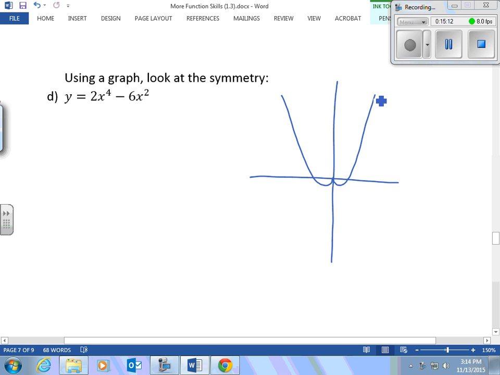This function is symmetrical about the y-axis. The y-axis here could almost be a mirror, and the line on the left is reflected onto the right. This is an even function. So even functions are symmetrical about the y-axis.